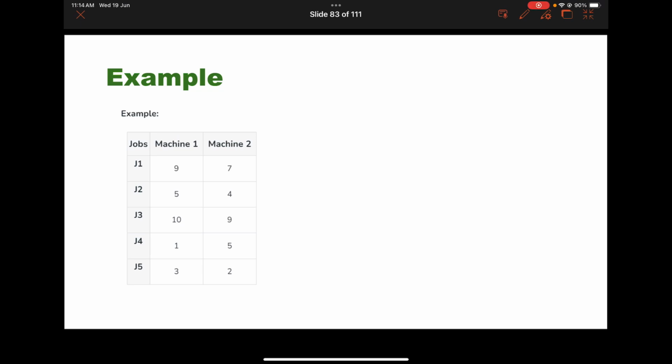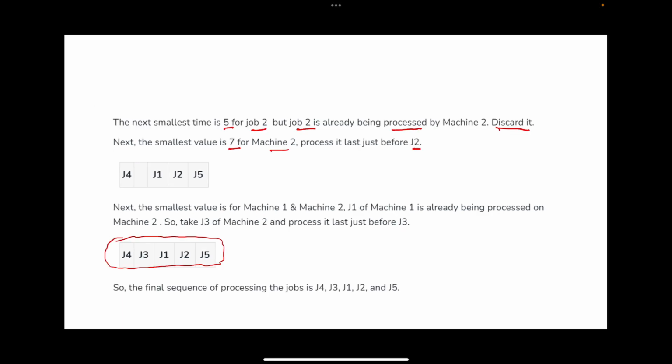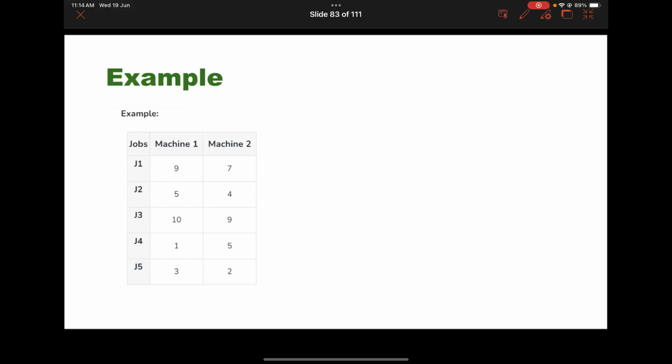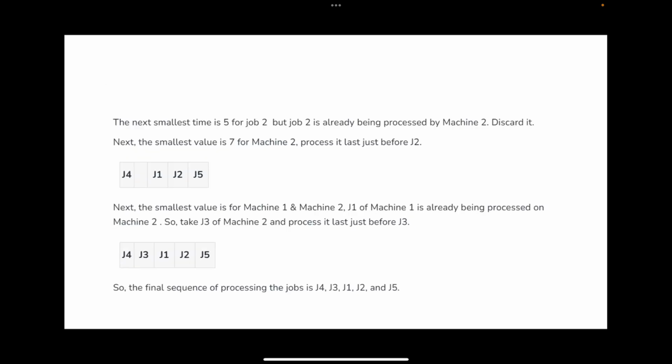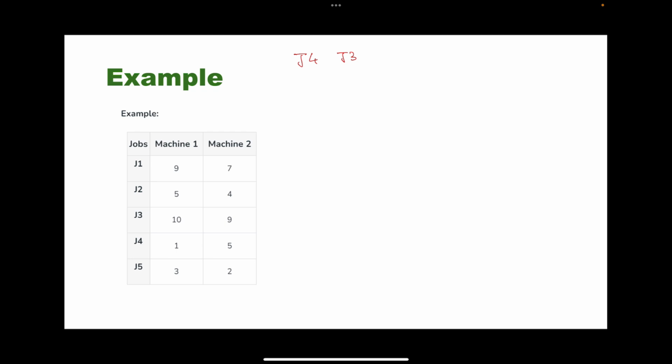So here we have found the job sequence as this one: J4, J3, J1, J2, J5. So we have found the sequence. Now to find the makespan time, we have machine 1 and machine 2.